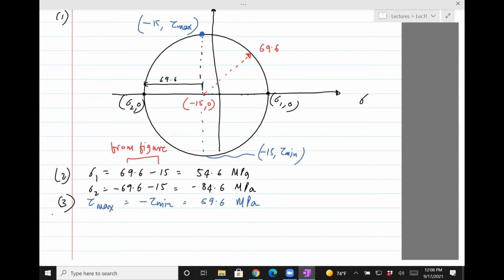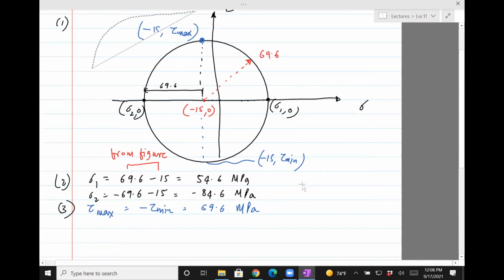Okay, so now there are some other things which are not part of the question, but I think I should do it so that you get a better idea of what the Mohr circle does and what other information it can provide. So I'm going to copy this figure in the next page and then show you some more things, and also compute the direction of the principal stresses in a bit. Let's copy this.